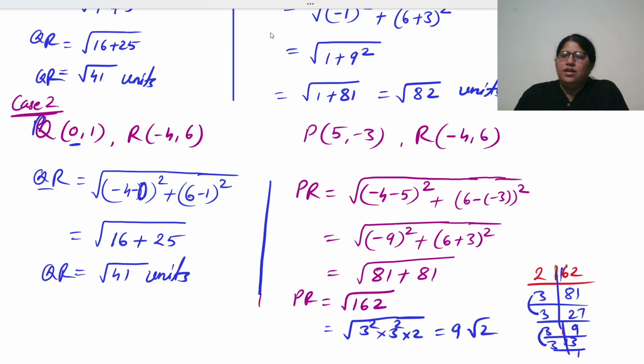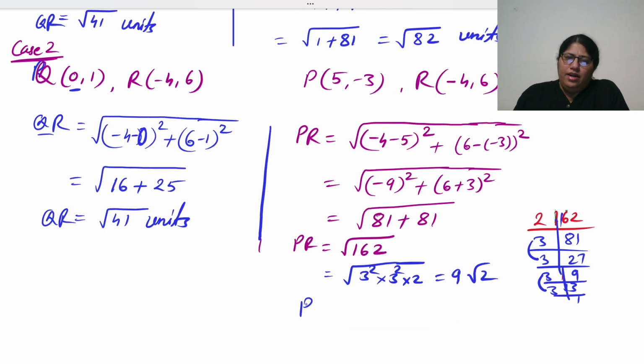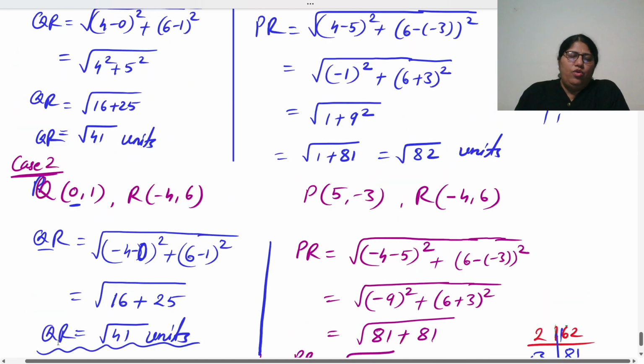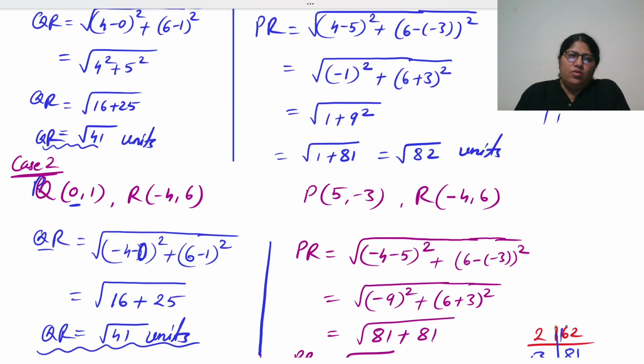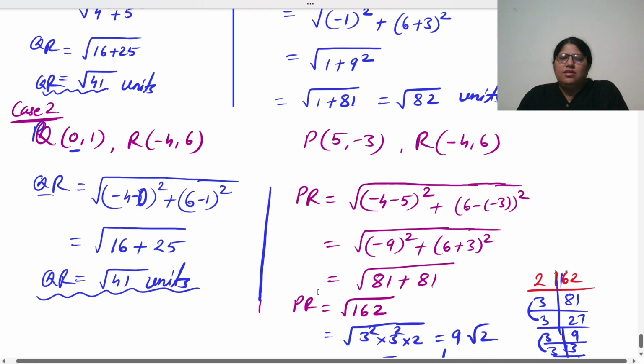So what is the other thing? The PR length is getting changed when your coordinates are different, right? So PR is 9 root 2 units. So what is going to be your final answer if you check? Therefore, there is no change in QR length. If you see above and below, because your x coordinate is 0, whether the x coordinate is getting changed, still the answer is the same.